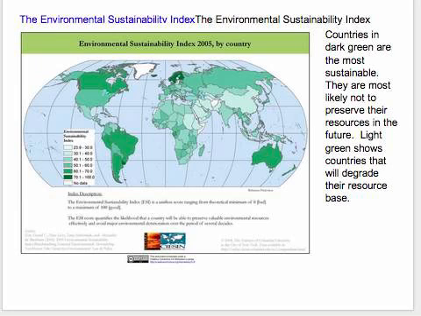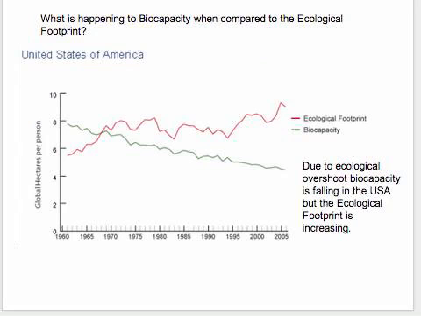Going on to this map here, you can see the Environmental Sustainability Index, and what we're looking for are the colours here. I'll let you have a look. Countries in the dark green are the most sustainable. The lighter green becomes the least sustainable. So here we can see what's happening to the biocapacity.